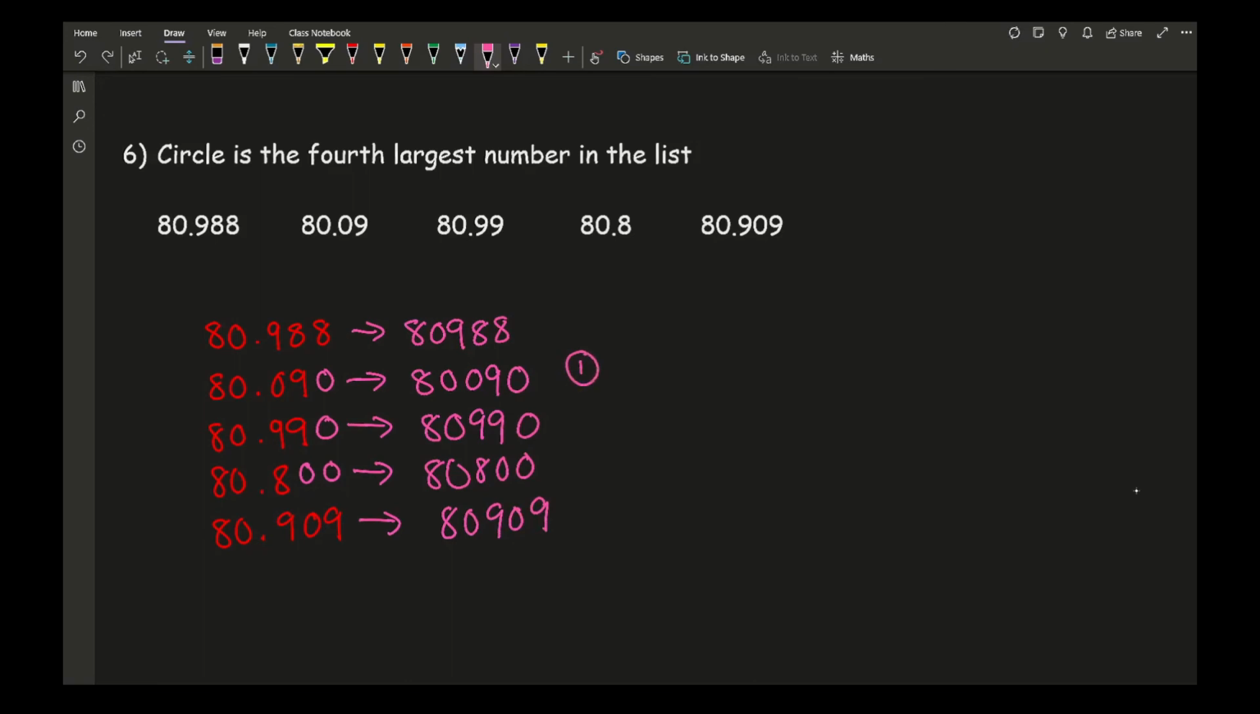So that's number 1. And I can cross that off. The next smallest is 80.800. So that's the second smallest. Of the remaining numbers, the next smallest is this one here. That's my 4th, and that's my 5th. So from these numbers, I can see that the first one is actually the 4th largest number, so that will be the one that I circle. So you can see how a variation of different questions but doing the same thing.